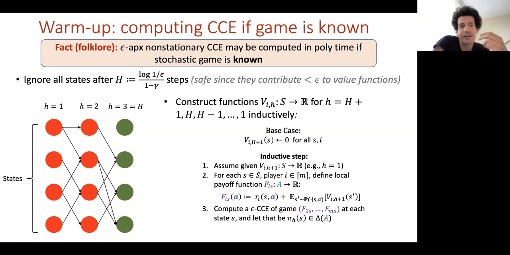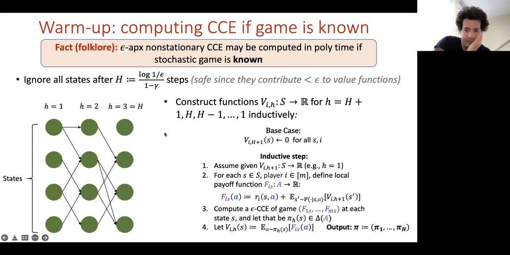And some expected value that each of us gets, and that defines the V value for that player, and that H and that S. And then we keep going towards the path. This is how this is done. And then after you reach day zero, you output the policy you computed.